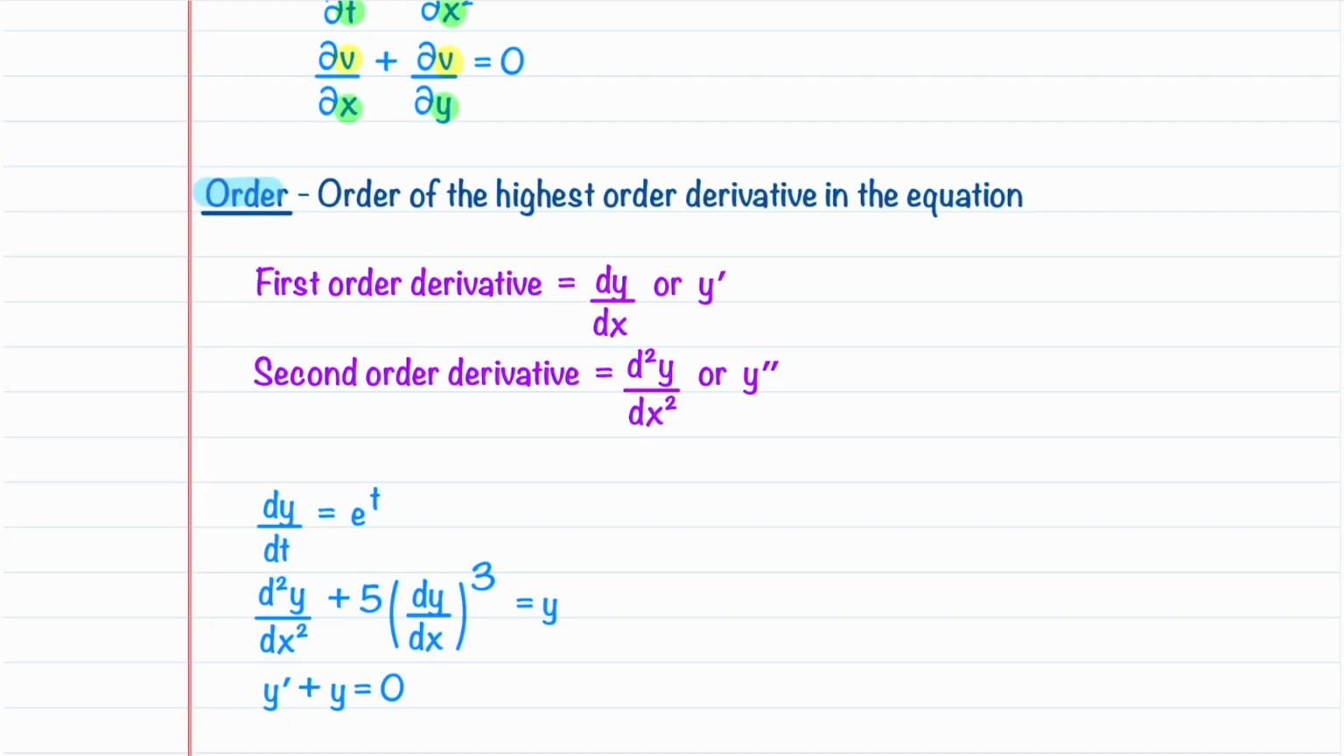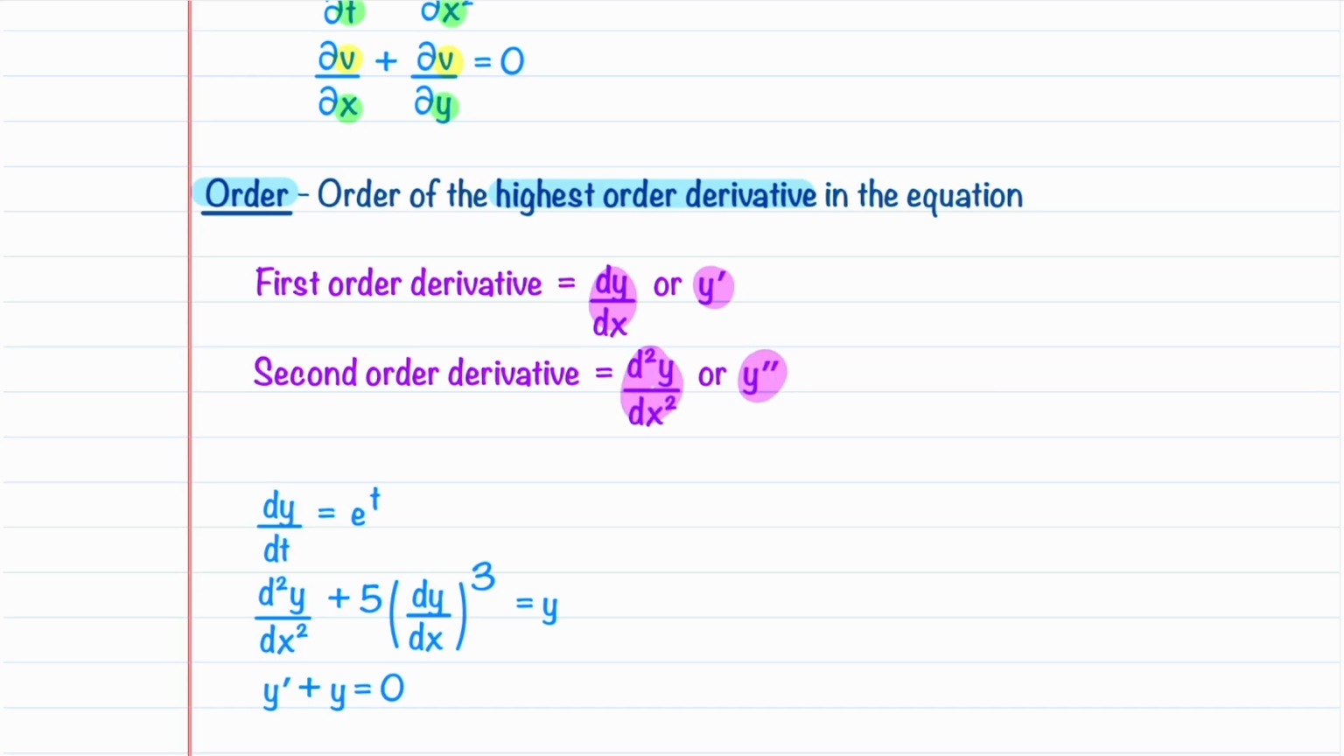Let's now talk about order. A differential equation is classified based on its order. The order of a differential equation is just the highest order derivative that occurs in the equation. Just as a review, a first order derivative can be written like this or this, and then a second order derivative is written like this or like this.